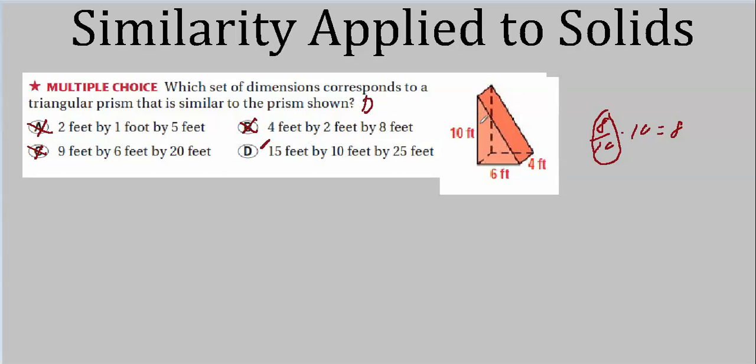All you had to do was figure out which of these can be turned into one of these 3 sets of numbers by multiplying every single number by the same scale factor. You can't multiply 10 by one number and then 4 by something else. That's contrary to the definition of similarity. Other than that, you can see this was a pretty easy problem.